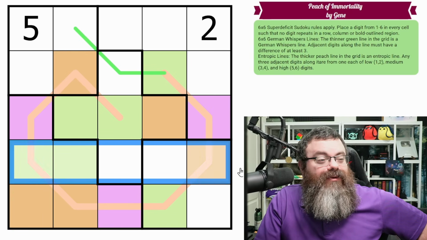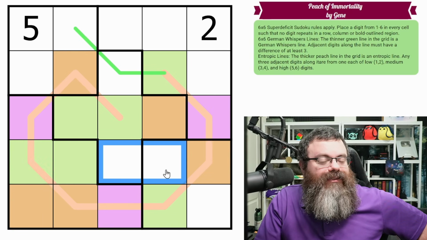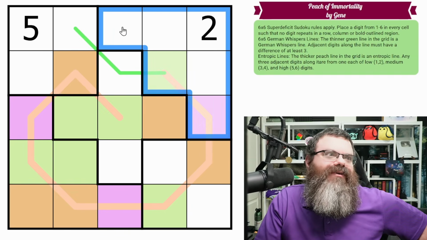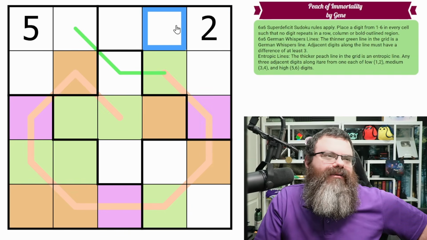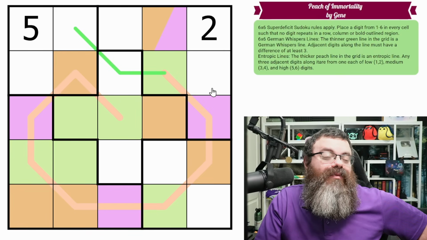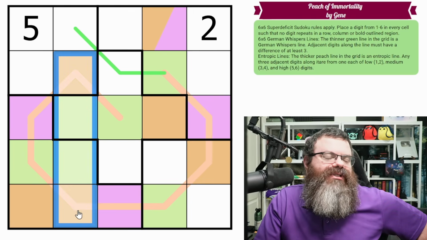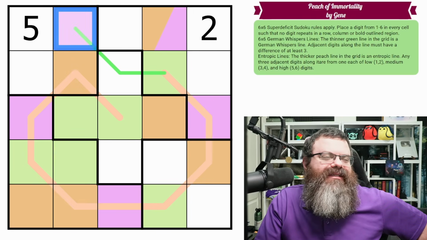Okay, now this row already has its greens. So these are orange, purple. Not sure if I can do more with that. This region needs 2 of each. So this is purple or orange. I don't know which one. Okay. This has 2 greens and 2 oranges in the column, so this has to be purple.